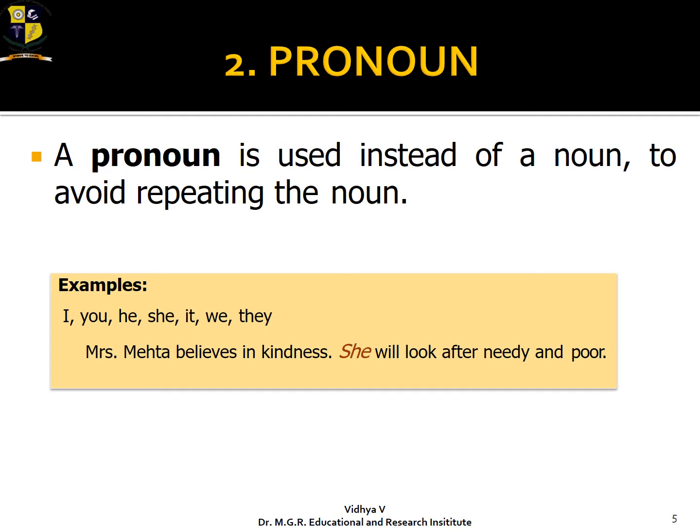The second part of speech is pronoun. Pronoun is used instead of a noun to avoid repeating the noun word again and again. Examples are I, you, he, she, it, we, and they. So as you can see, instead of repeating Mrs. Mehta again and again in all the sentences, we write Mrs. Mehta only one time, and then every time the sentence follows, we just write she. So Mrs. Mehta believes in kindness. She will look after needy and poor.